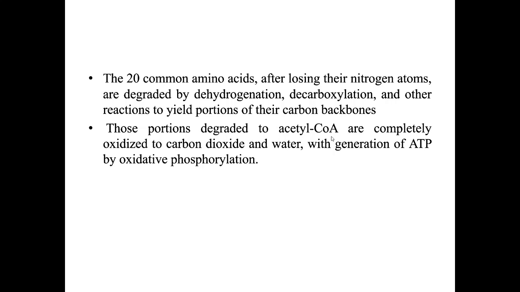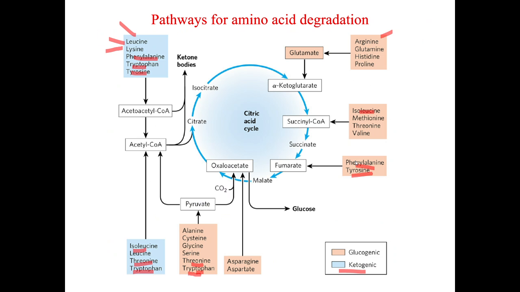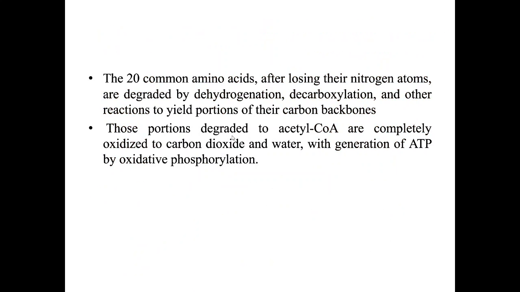The carbon skeleton can degrade to acyl CoA and then be completely oxidized to carbon dioxide and water, generating ATP. Whenever acetyl CoA is formed, it can enter the TCA cycle, and we know in the TCA cycle we get carbon dioxide and water, and during this process ATP is generated, through oxidative phosphorylation in the mitochondria.